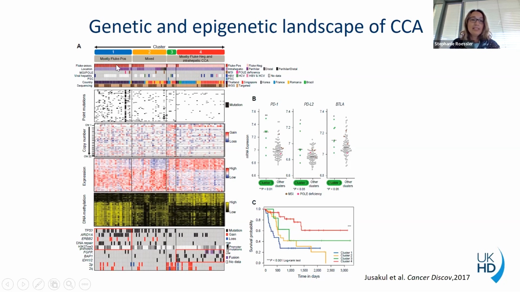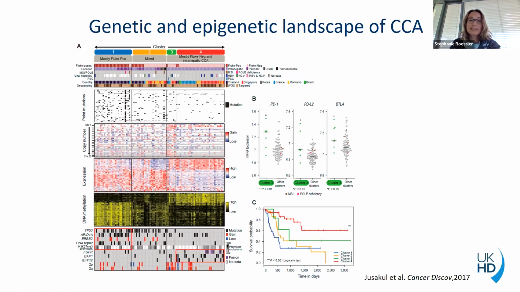Cluster 1 shown here has mostly fluke positive patients. Cluster 2 was kind of mixed, whereas clusters 3 and 4 had mainly fluke negative patients. And you can nicely see here for the example of DNA methylation that there are great differences in some patterns of the DNA methylation, but also in the gene expression data, and as discussed before, also in the genetic alterations. And it is really also very striking that the patient survival was different here in these different clusters.